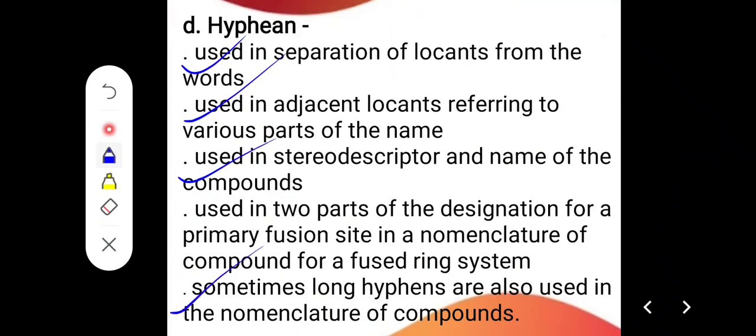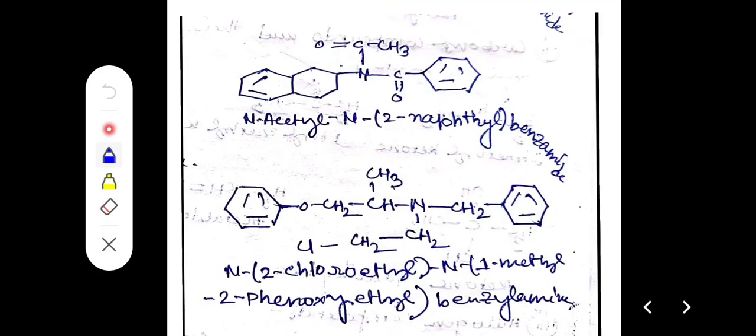Sometimes long hyphens are also used in the nomenclature of compounds. Sometimes this small hyphen, sometimes the long hyphen can also be used. There the examples are, first one, N-acetyl-N-2-naphthylbenzamide. Okay, so N-acetyl, N means nitrogen bears the acetyl group, that's why we can term it as N-acetyl. So hyphens are used in between N, nitrogen, and the acetyl group.